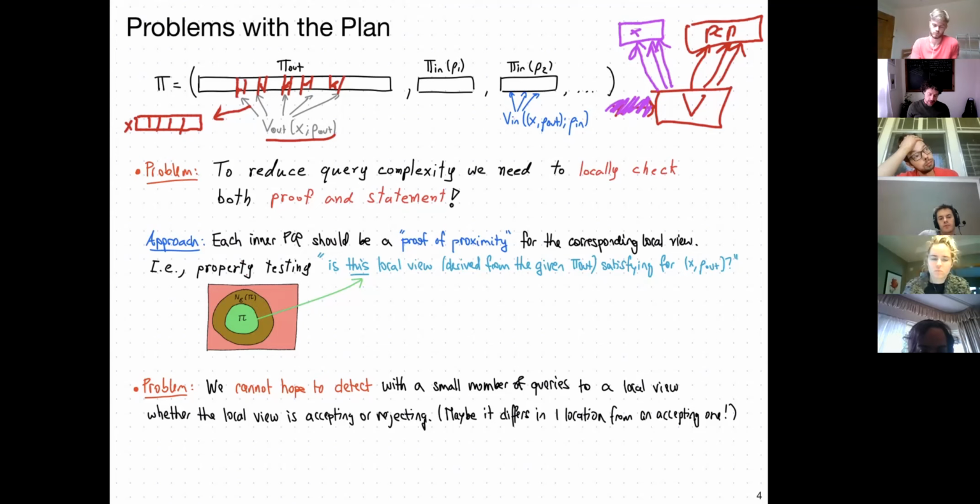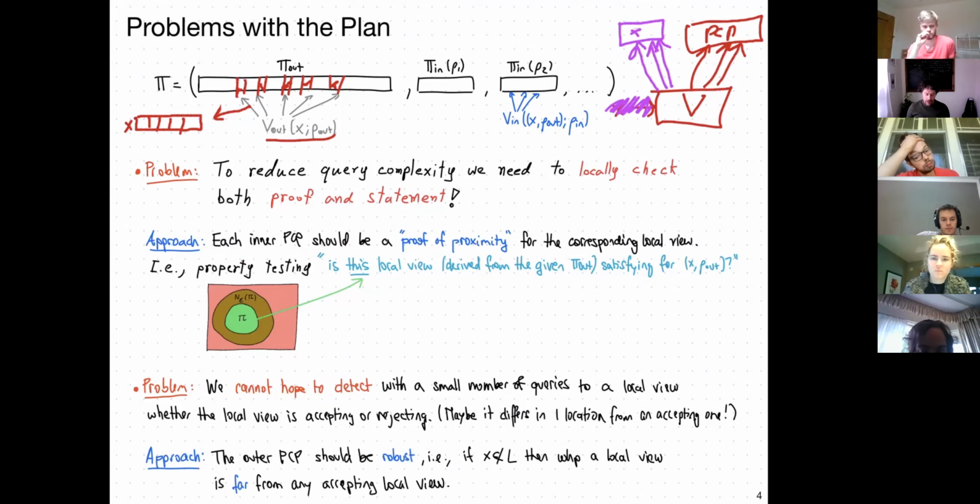And so the solution to that would be to have a PCP, such that the outer PCP would be a robust PCP. So what is a robust PCP? It's exactly the condition that we need. It tells us that if the statement is incorrect, then the local view either would be an accepting local view, or it would be something which is very far from an accepting local view.